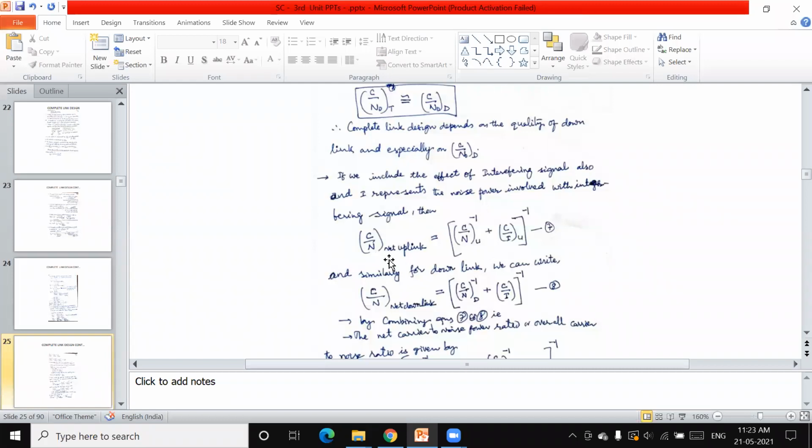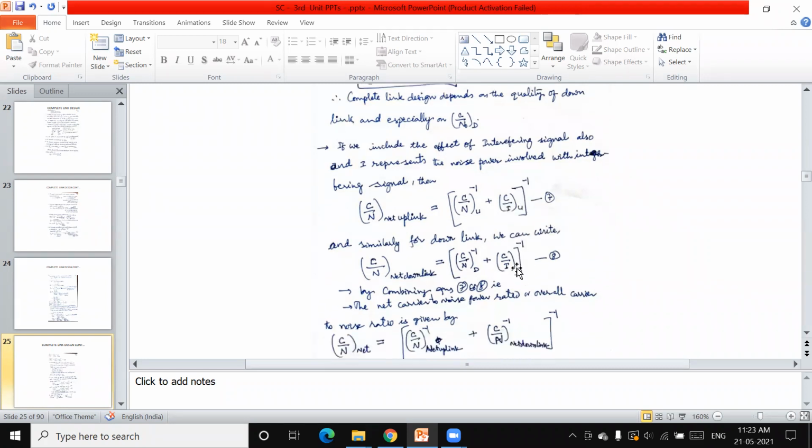C by N net downlink is going to be C by N D inverse plus C by I D inverse. C by N net uplink is this. Similarly for downlink we can write C by N net downlink is going to be C by N D inverse plus C by I D inverse. In both of these, the inverse is missing here. C by I, please remember.